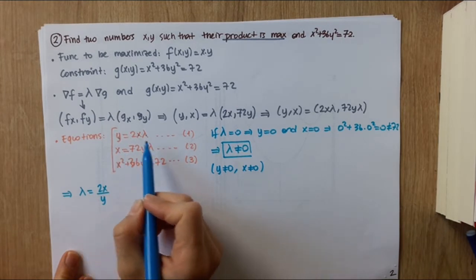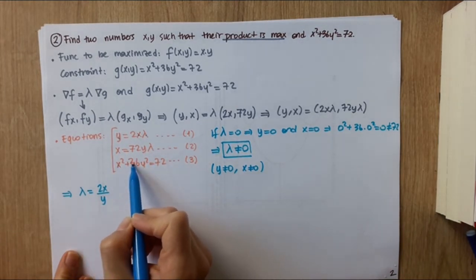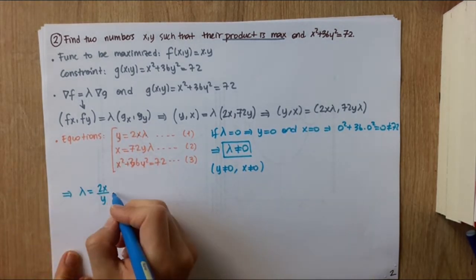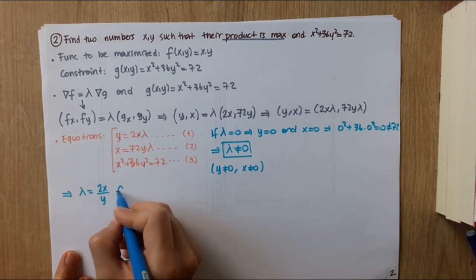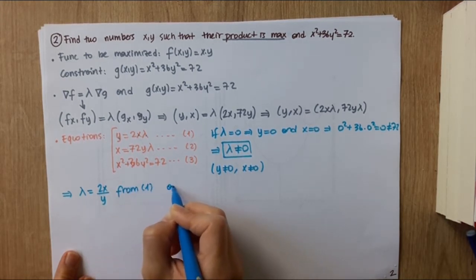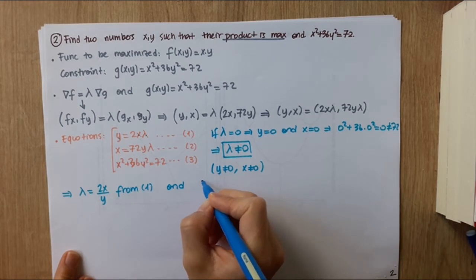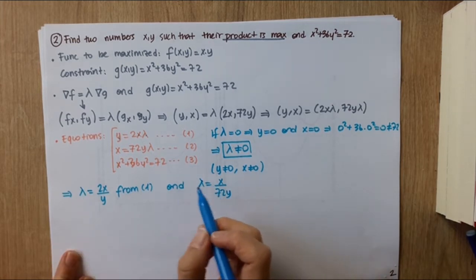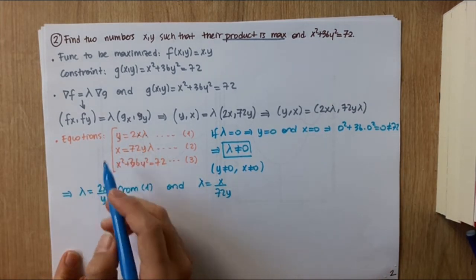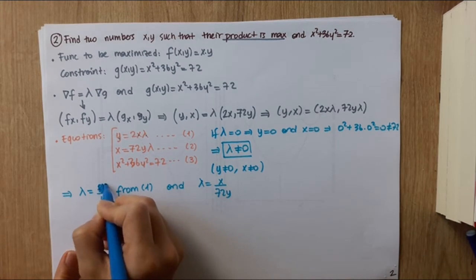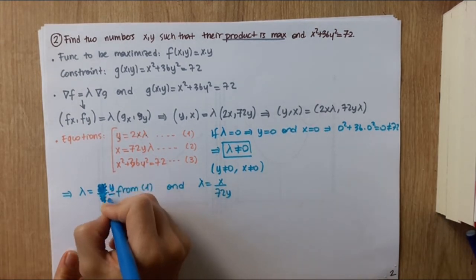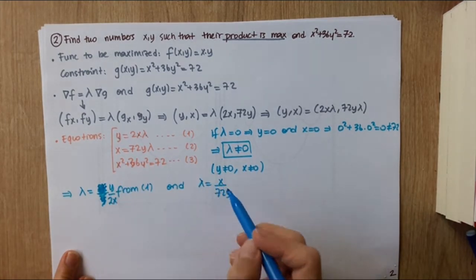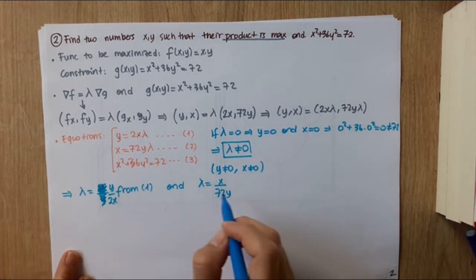Again, if x is 0, because lambda is not 0, y should be 0. 0 plus 0 squared is 72, not true. So I can divide each side by y. And this comes from equation 1. And from equation 2 I have lambda equals x over 72y. Sorry, from equation 1 this should be lambda equals y over 2x, let me write it one more time. And here lambda equals x over 72y. Again, as I said, y is not 0 and x is not 0, so we can divide.